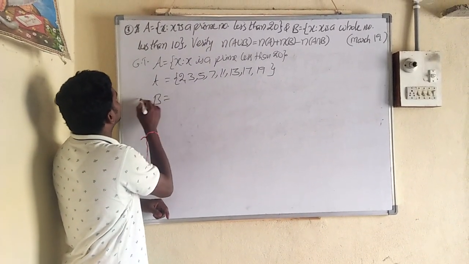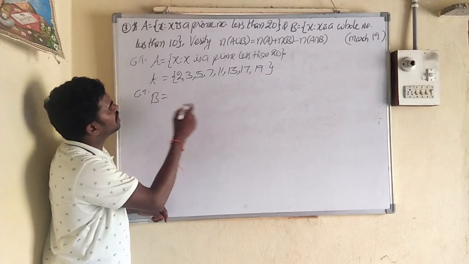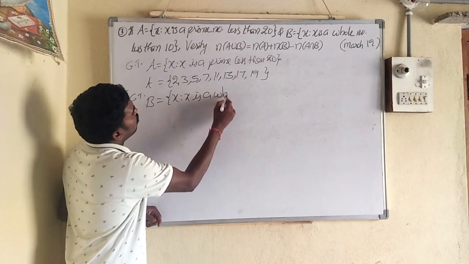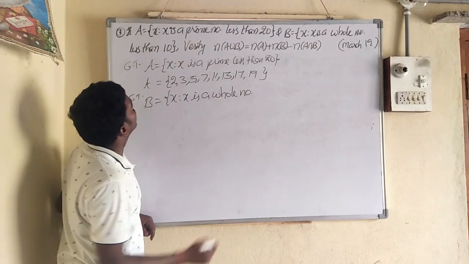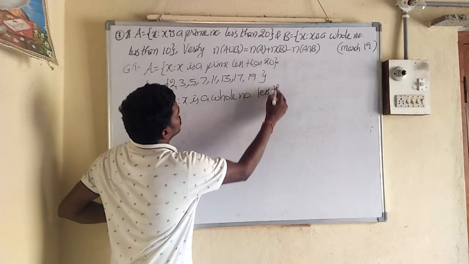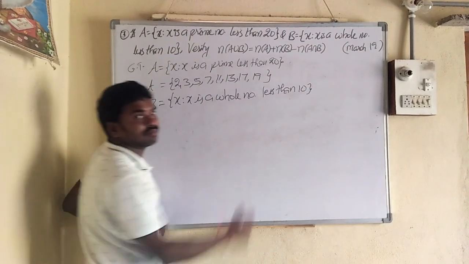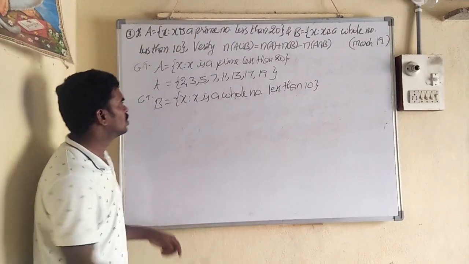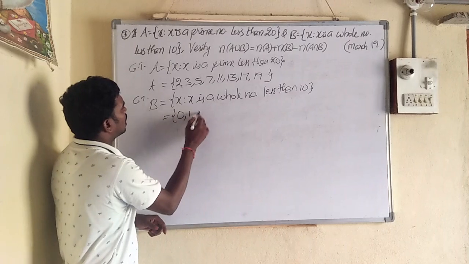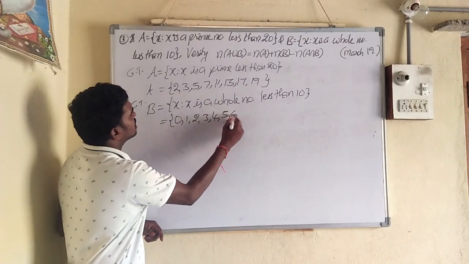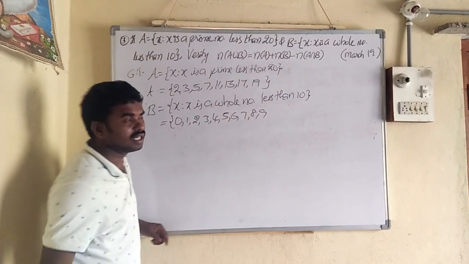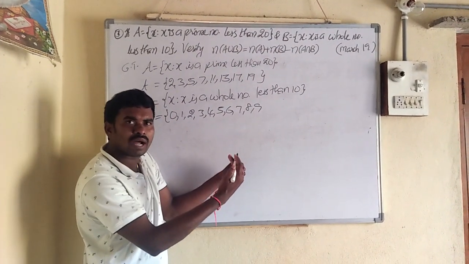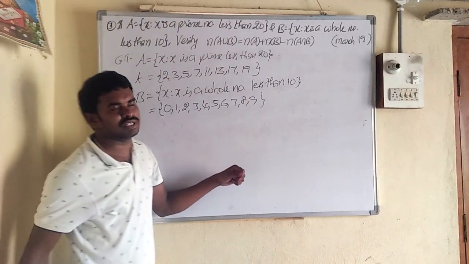Then set B, given that set B. What is set B? The set of x such that x is a whole number less than 10. So first of all, what are the whole numbers? Whole numbers are 0, 1, 2, 3, 4, and so on. So 0, 1, 2, 3, 4, 5, 6, 7, 8, 9. Here we have to write less than 10, meaning below 10. Below 10 means only up to 9 can be written as whole numbers.